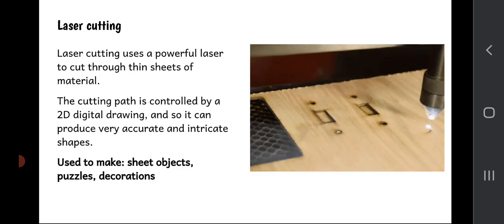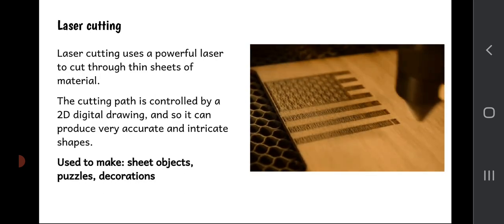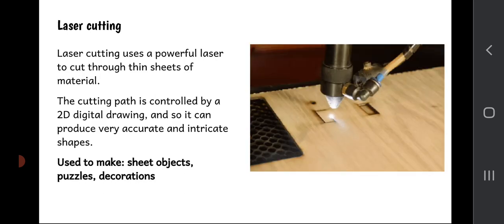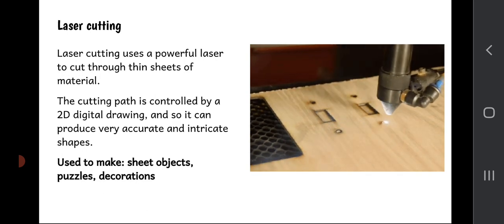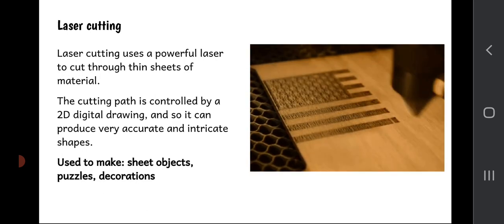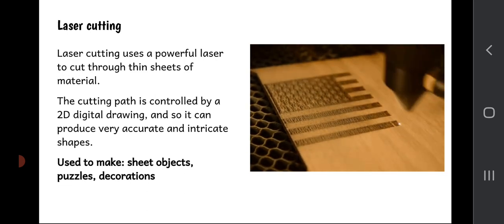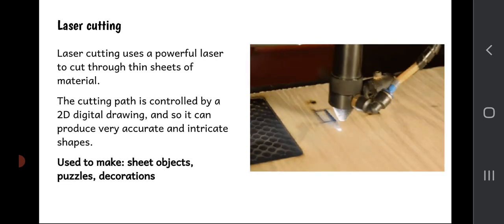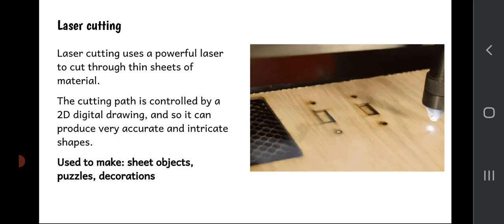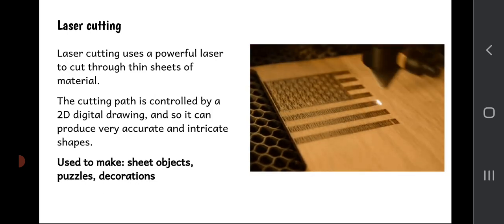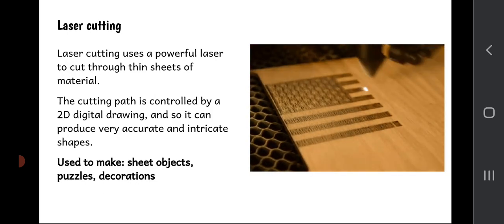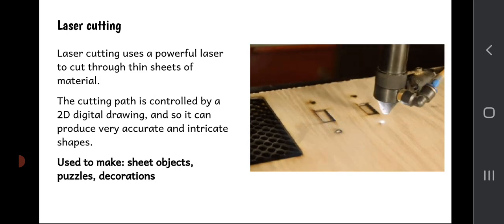Let's move on and take a look at laser cutting. Now this is a process that's used on thin sheets of material, wood, metal, plastic, something like that, where a laser literally cuts through the material. Again, a bit like 3D printing, the cutting path is all controlled by a computer, in this case working off of a 2D drawing rather than a 3D model. So it can produce incredibly accurate and very intricate shapes.